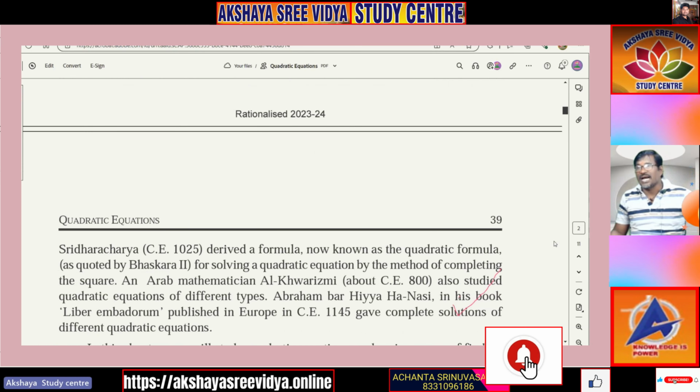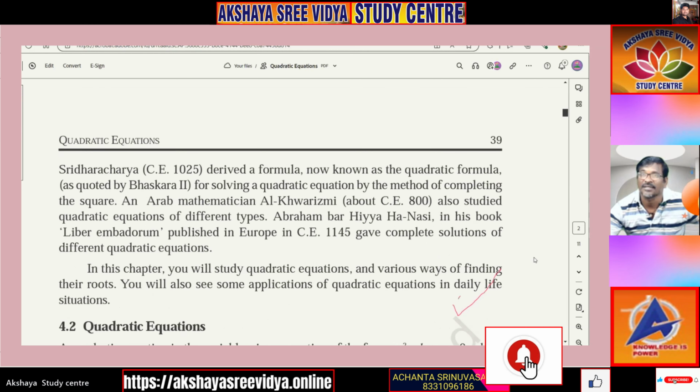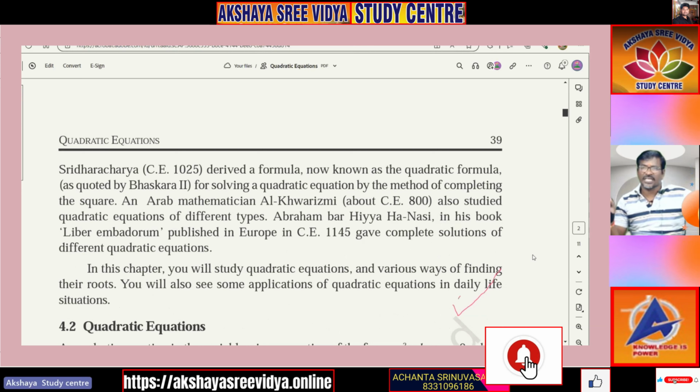Abraham Bar Hiyya Ha-Nasi, in his book Liber Embadorum, published in Europe in century 1145, gave complete solutions of the different quadratic equations. In this chapter, you will study quadratic equations and various ways of finding their roots. You will also see some applications of quadratic equations in daily life situations.